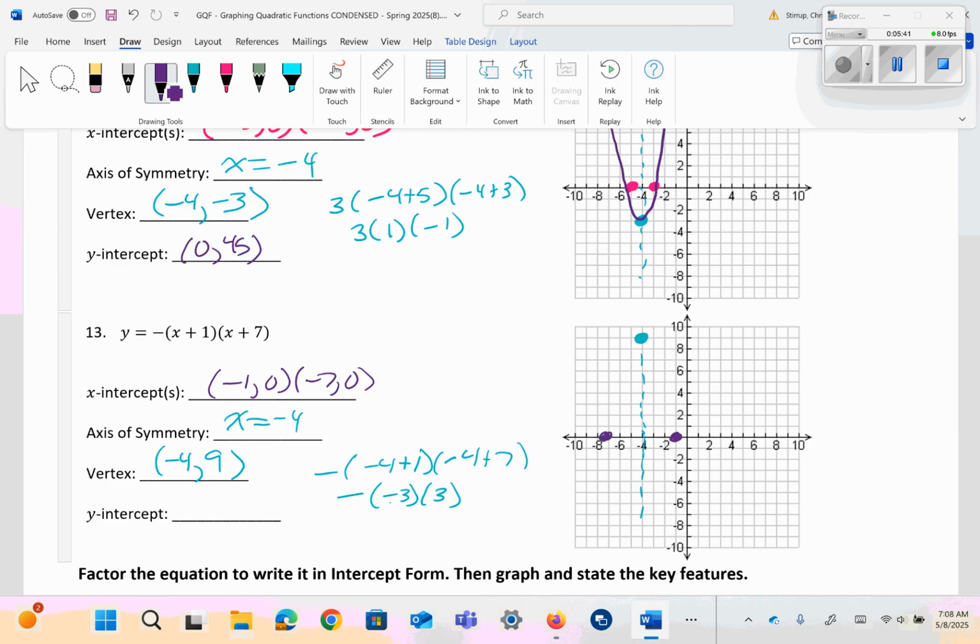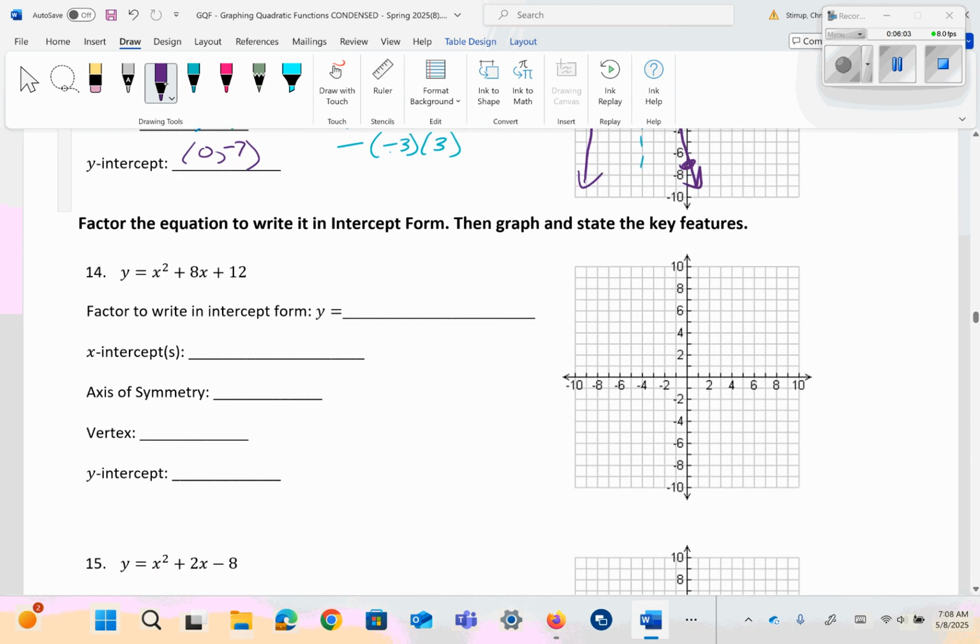Let's get our y-intercept. So I'm going to plug 0 into the original equation. Again, don't forget the negative out front. So that's going to give me negative 7, which is down here. Go ahead and graph our parabola. Looks like that.